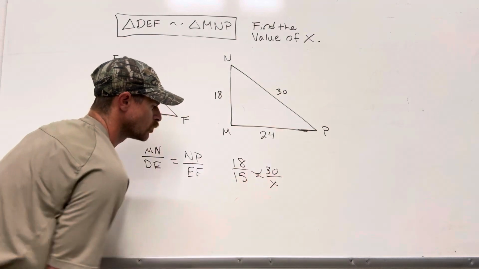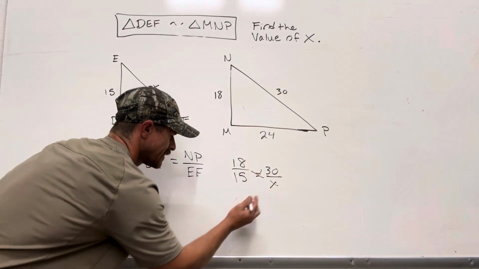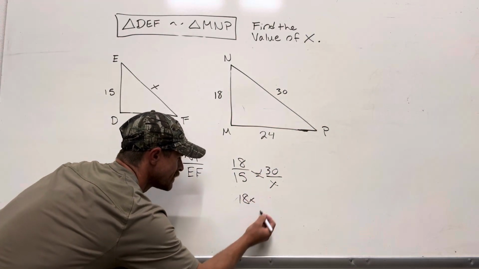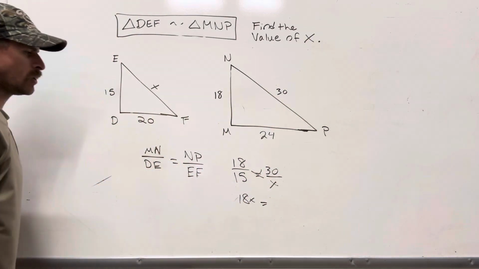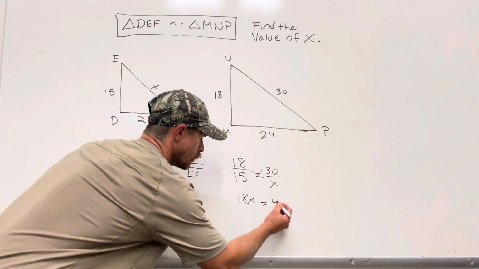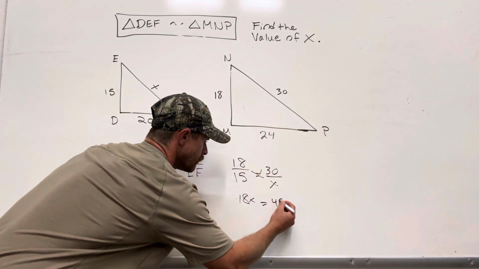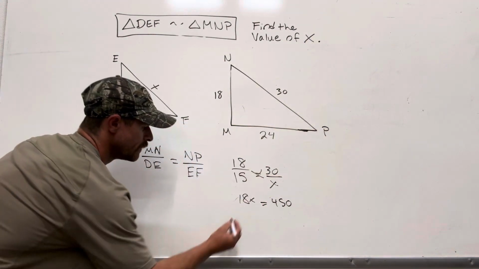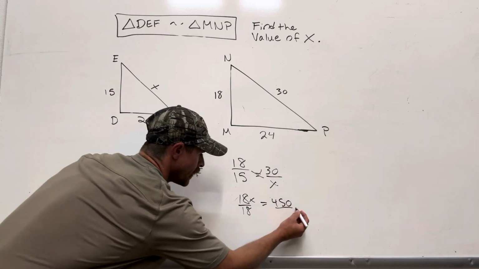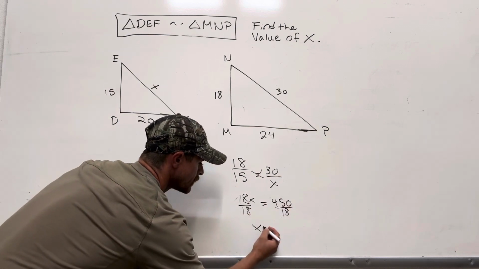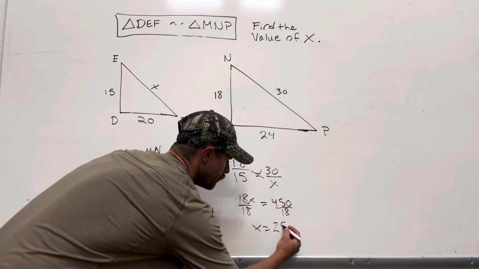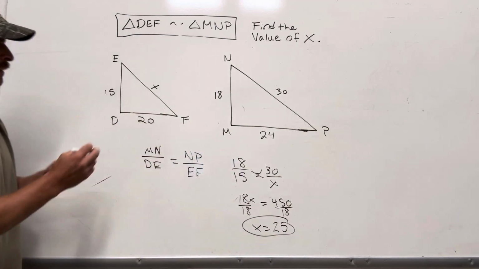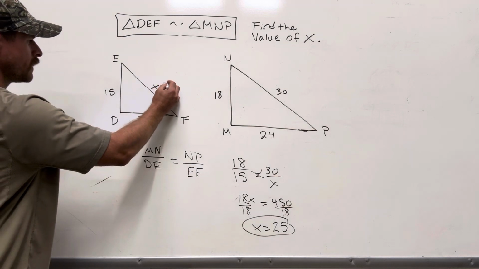We can just cross multiply right here. 18 times x gives me 18x, equal to 30 times 15, which is going to be 450. Divided by 18, divided by 18. x is equal to 25. This side length right here is 25 units.